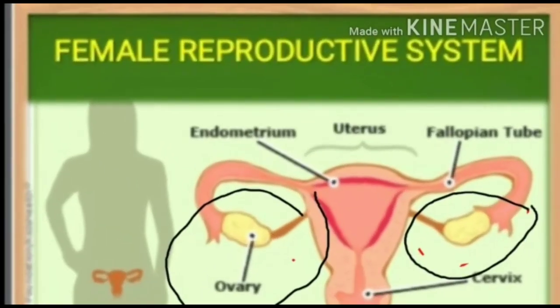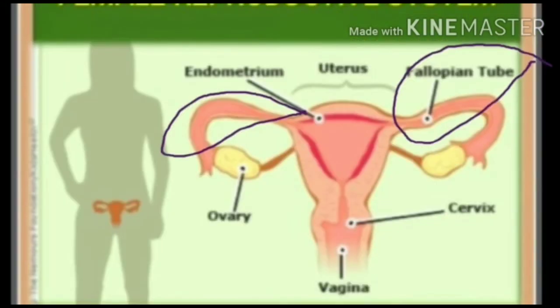Female reproductive system. It consists of a pair of ovaries. You can see here the yellow part encircled is the ovary. It produces and stores ova in them. They also produce the female hormone called estrogen. The second part, as you can see here, is the long tube arising from the ovary called the fallopian tube. This is the site of fertilization. They connect the ovaries with the uterus.